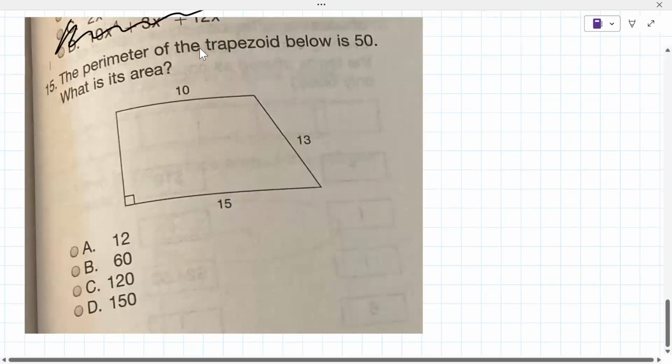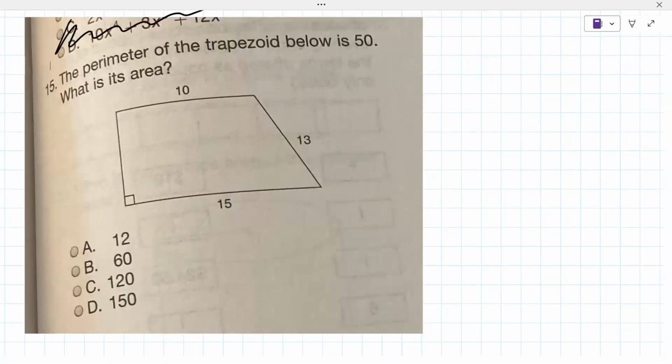All right, so it says the perimeter of the trapezoid below is 50. So what does the word perimeter mean in a math context? Tell me what that means in your own words. Yeah, the perimeter is the addition of the areas. It's by adding all the areas. Not the areas, the sides. Yeah, the sides.